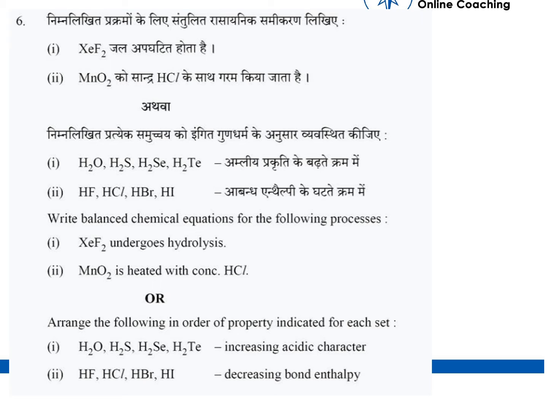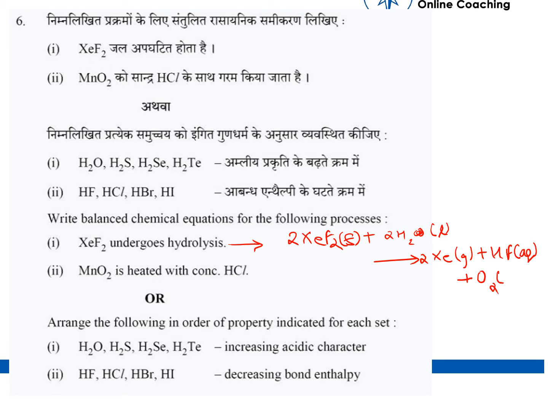Question 6. Write balanced chemical equation for the following processes. First, when XeF2 undergoes hydrolysis. So its equation is 2XeF2 (solid) + 2H2O (liquid) gives 2Xe (gas) + 4HF (aqueous) + O2 (oxygen gas).